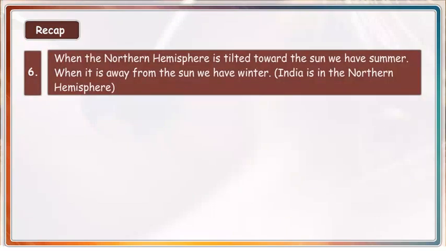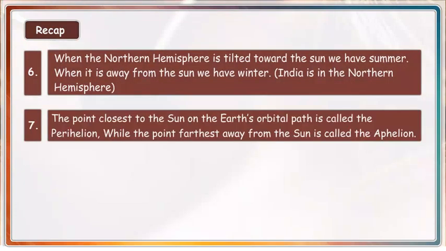When the northern hemisphere is tilted toward the sun, we have summer. When it is away from the sun, we have winter. India is in the northern hemisphere. The point closest to the sun on the Earth's orbital path is called the perihelion, while the point farthest from the sun is called the aphelion.